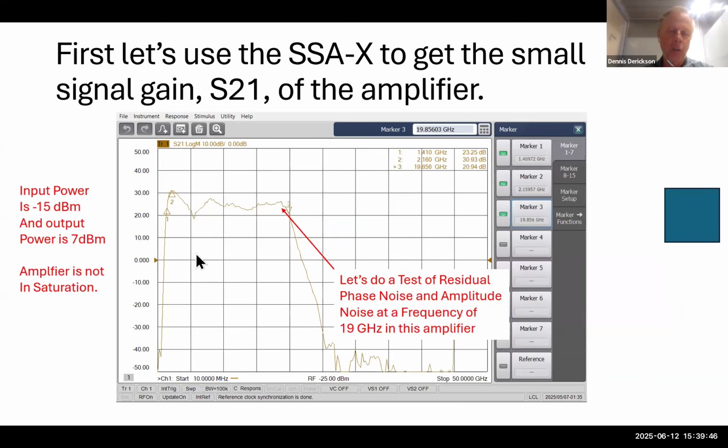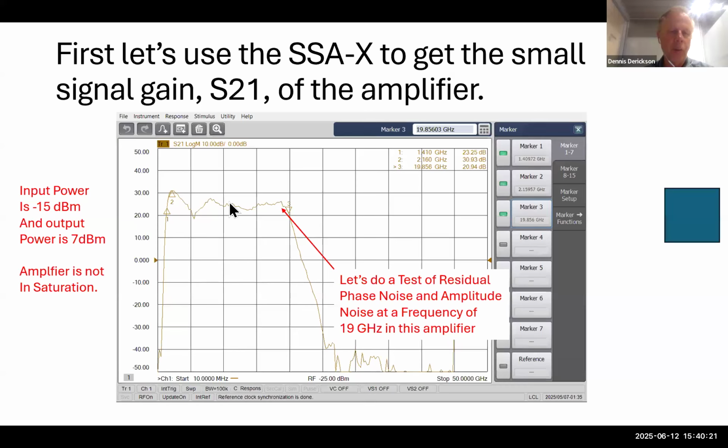So I do just a through line calibration. I didn't bother doing the short open load at the input and output, so I get a little ripple in the response here, but it was simple and fast. And so this amplifier has a gain between 20 and 30 dB, going from 2 gigahertz on the low end out to 20 gigahertz on the high end. So it's a pretty high gain amplifier. And so let's do a residual noise measurement of this. I'm going to do a couple of frequencies: one at 19 gigahertz at the end and one at 15 gigahertz in the middle, and see what we get.